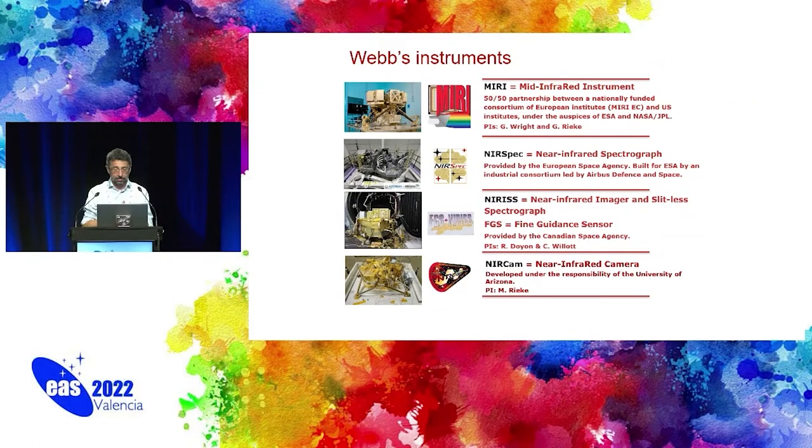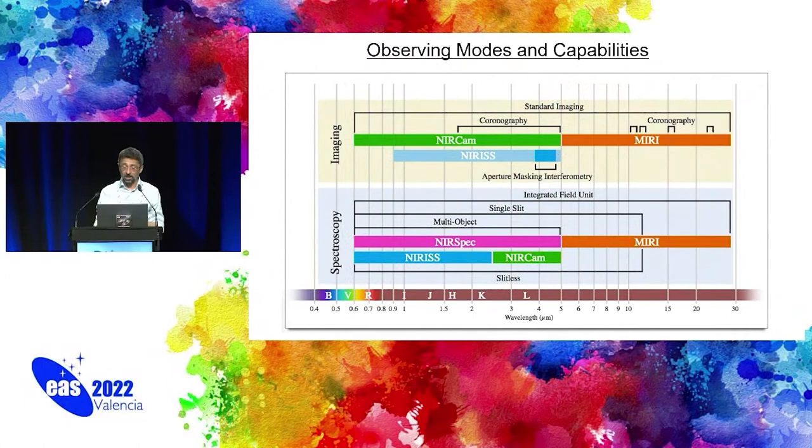NIRISS is provided by the Canadian Space Agency and is the imager and slitless spectrograph. And NIRCam is the primary imager in the near-infrared region and is developed under the responsibility of the University of Arizona. And Webb has a very large range of observing modes, 17 of them, and each of them has sub-modes, I would say.